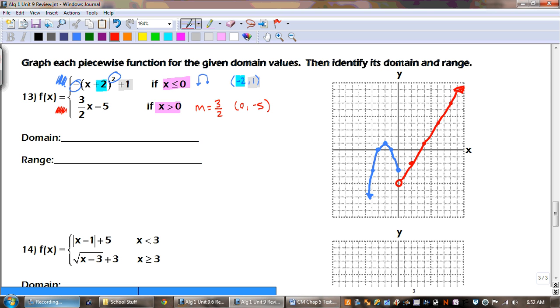Now, we need our domain. Are there any limits from the left to the right? That's the horizontal, your x. No, there's not, because the only limit would be right there, but then the other point fills that in. So there's no limits, there's no break in the graph, so it's all real numbers. What about the y? Well, our parabola is going down, and our linear equation is going all the way up. So there are no limits for the y either. So that's going to be all real numbers.